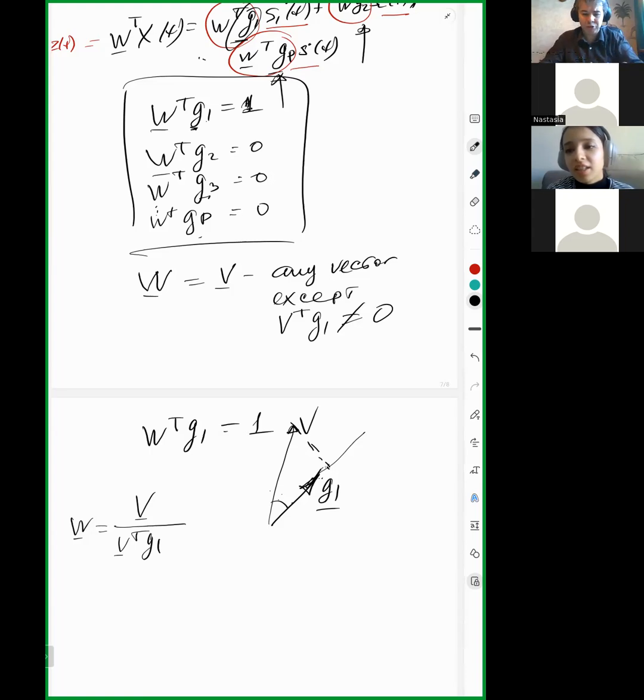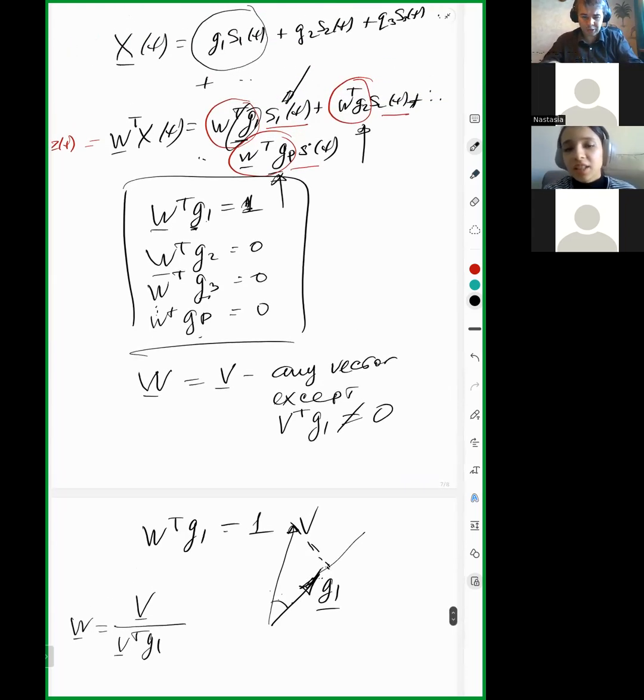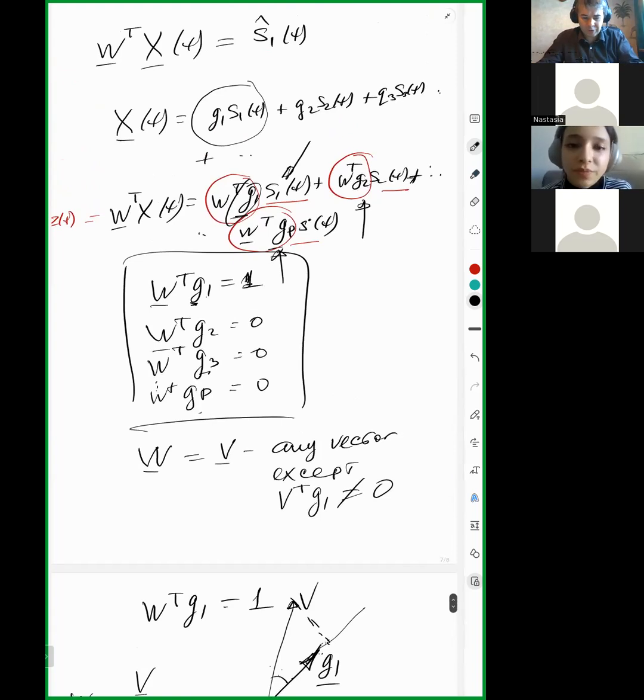I'm saying that, okay, imagine that you have, let's say, p sources, and imagine that they're active. Now imagine that you are interested in finding a filter W, a vector W, that would filter out the activity of source one and suppress the activity of all other sources, right?